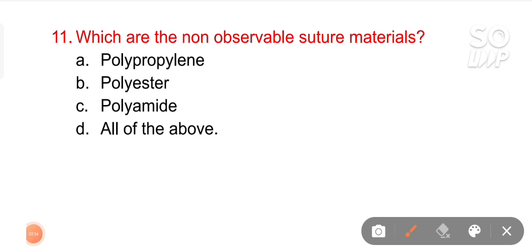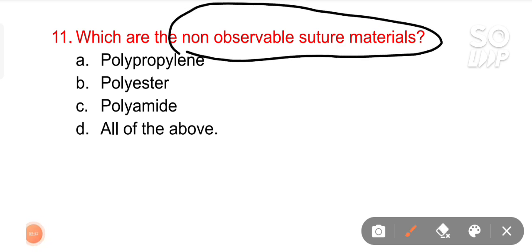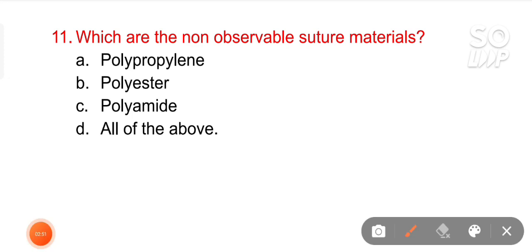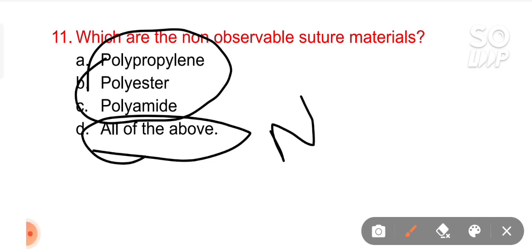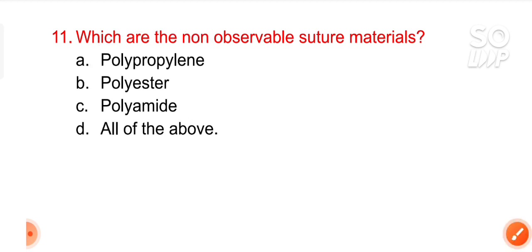The next question is, which are the non-absorbable suture materials? These suture materials are used for repairing injuries or wounds. The options are polypropylene, polyester, polyamide, all of the above. The right answer is all of the above. These three kinds of suture materials come under non-absorbable, which means the sutures cannot be absorbed into the body of the patient.